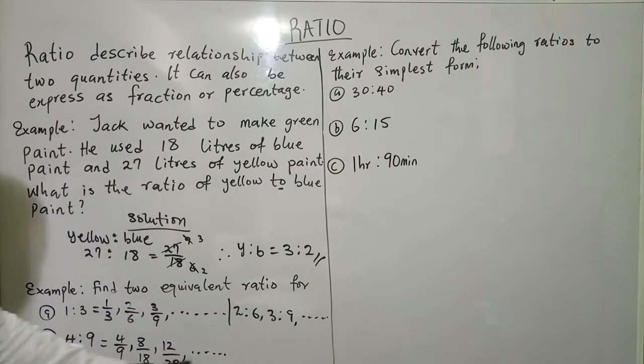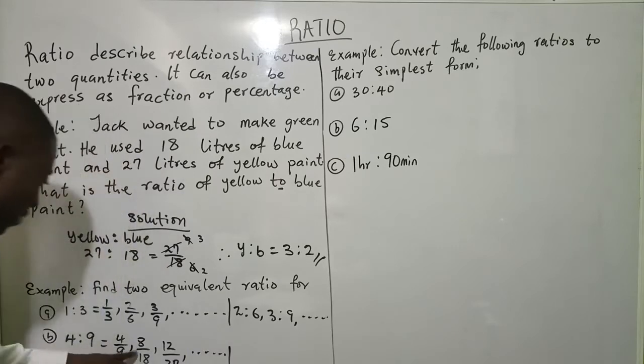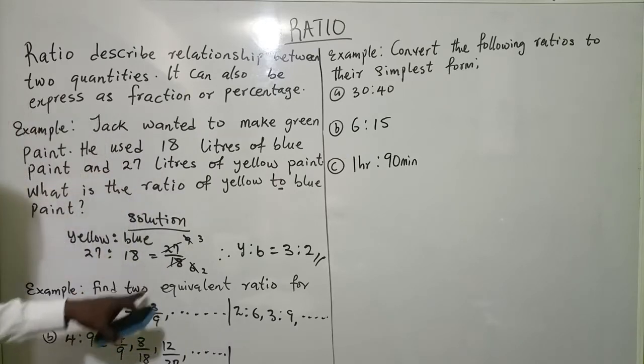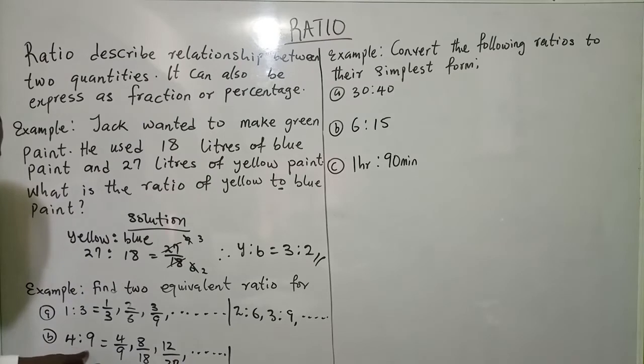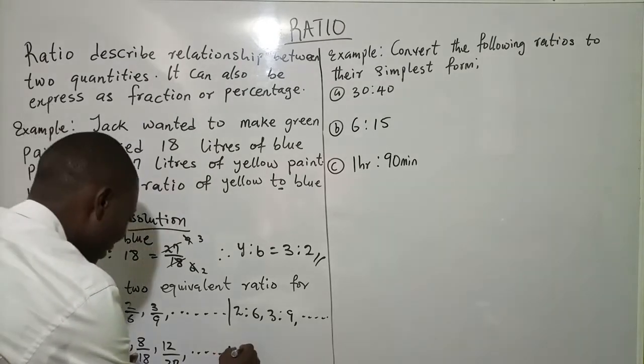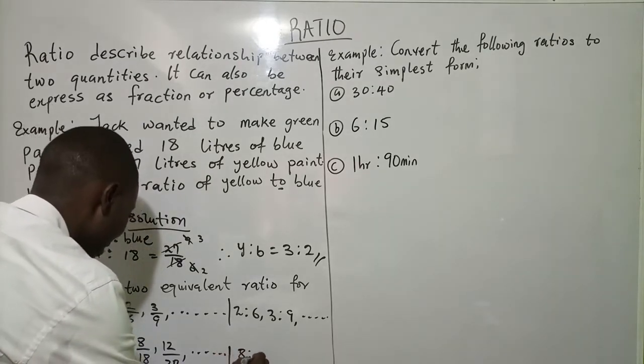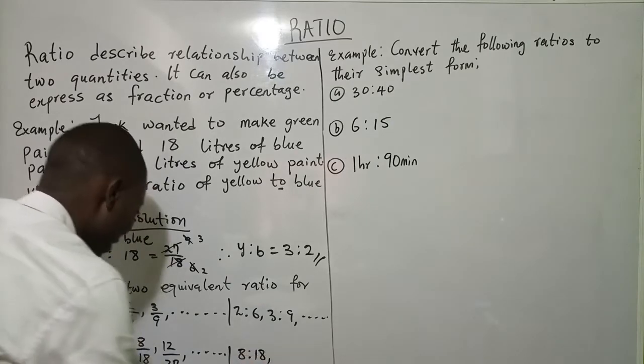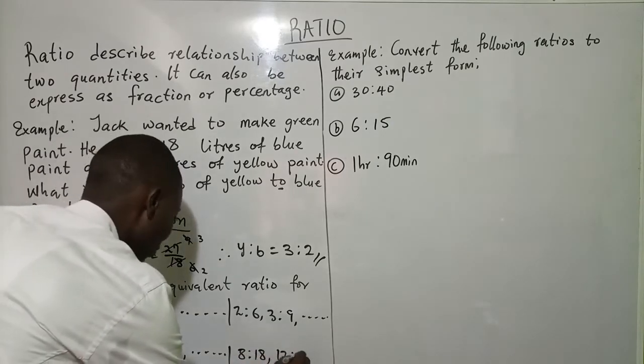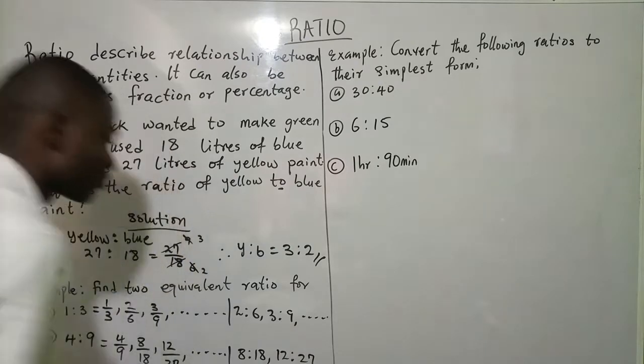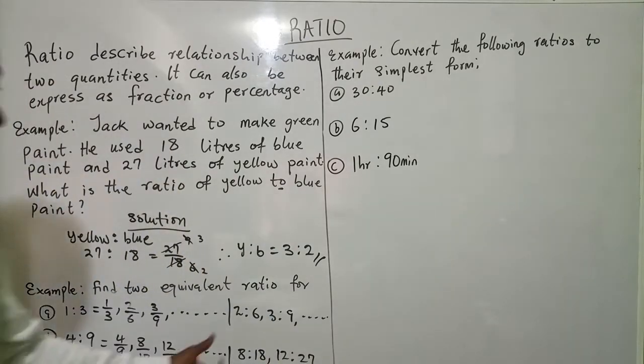Like that. And what you are seeing here, you can start to write. The next one, like I said, you should write two equivalent ratios to what? 4/9. So the next one will be what? You can say 8/18, and then 12/27. So that is it. It's not difficult.